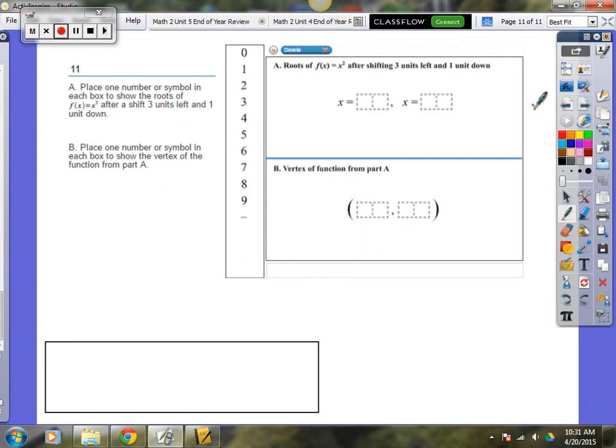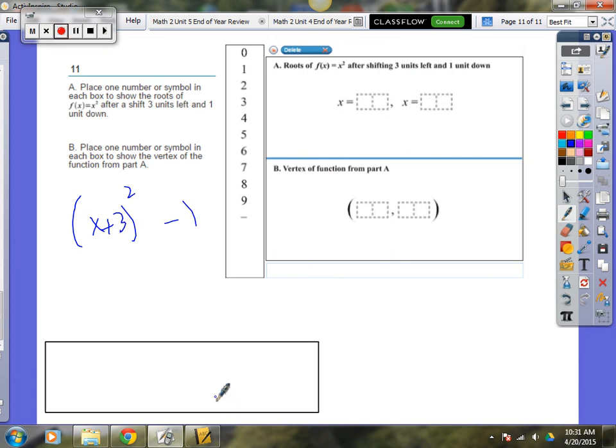Okay, last one. Fill in the blanks. Here's what we've got to do. To show the roots of f of x equals x squared after a shift of 3 units to the left and 1 unit down. So here we go. 3 units to the left, that's going to be x plus 3 squared, and 1 unit down, minus 1. Okay, so that's the equation.